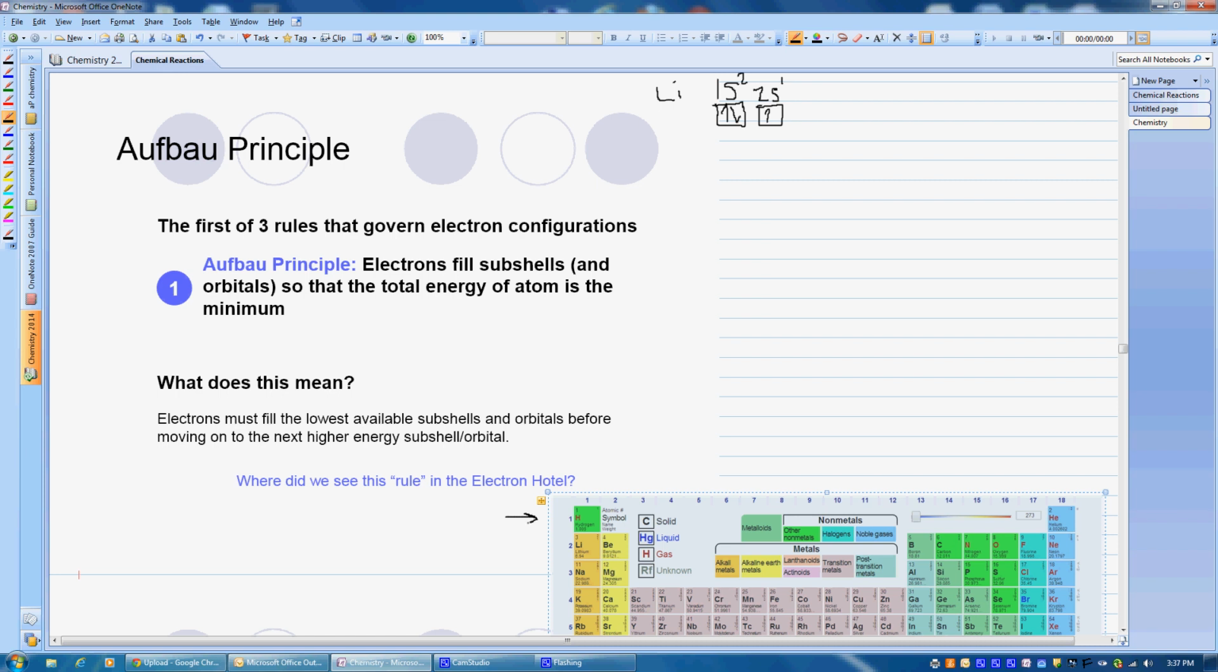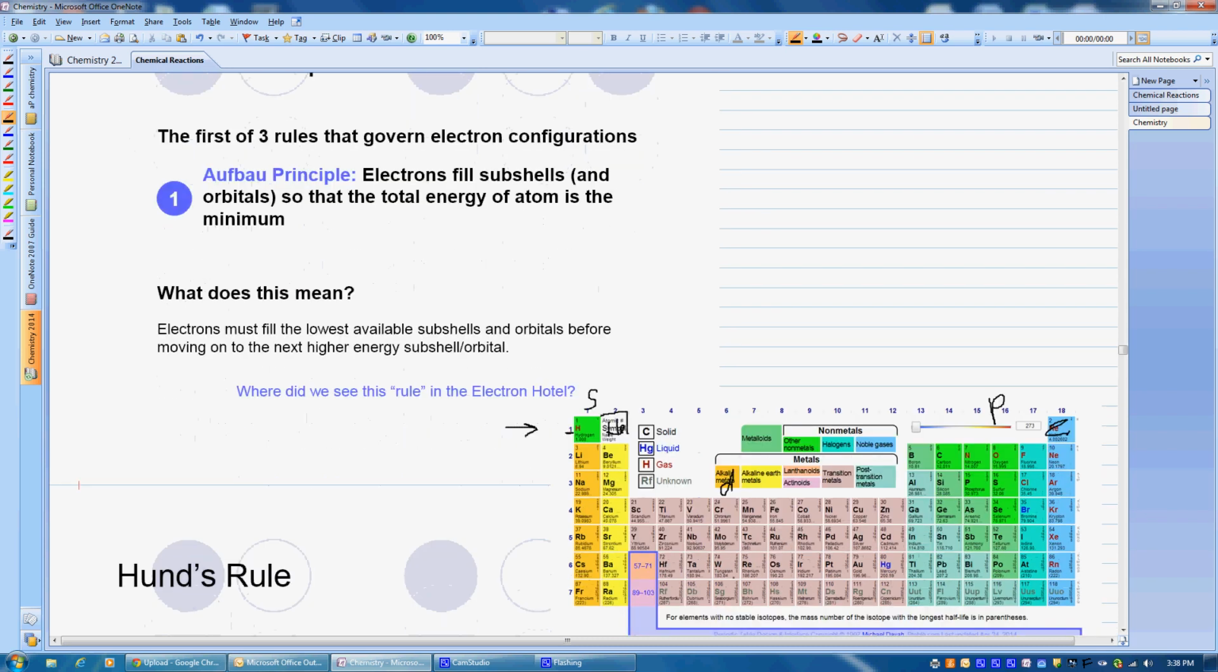So this is going to be our first step, first energy level. Remember, this is the S section. Helium, we move over here. This is our P section. This is our D section here in the middle, and then our F section is down below.